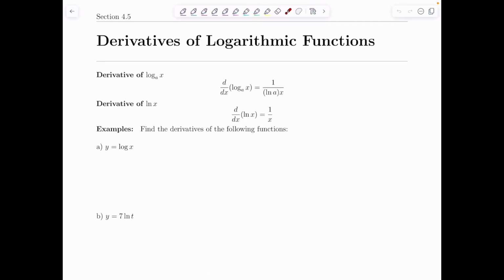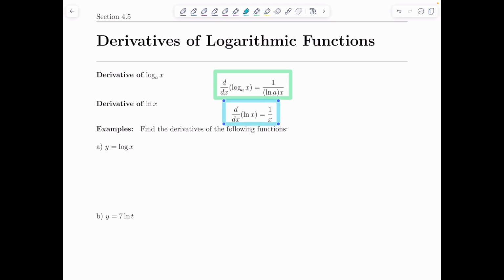This is a video lecture for section 4.5 for business calculus on derivatives of logarithmic functions. So first we're going to learn the rules when you take the derivative of logarithm with base a of x and then natural log of x. So the derivative with respect to x of log base a of x is 1 over natural log of a times x. And then if your base is already e, Euler's constant, then the derivative of ln of x with respect to x is just 1 over x.